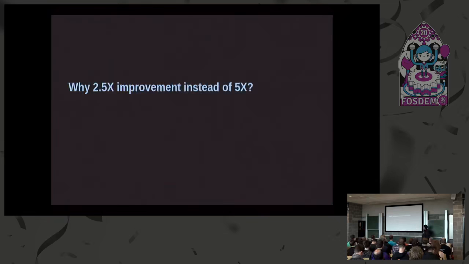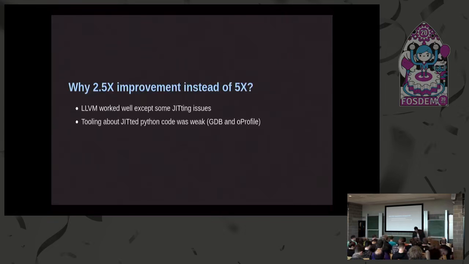Why didn't they reach 5 times? They reached 2.5 times, but not 5 times, because this project was from 2009. LLVM isn't that good at just-in-time compilation, and they had some issues with that. And LLVM's JIT code doesn't work well with GDB.